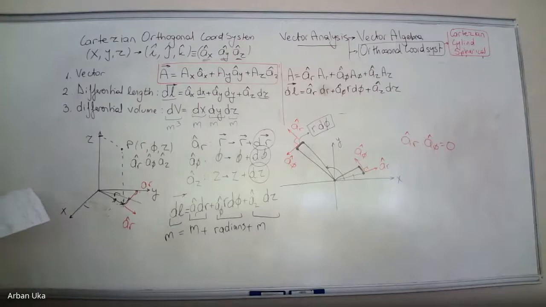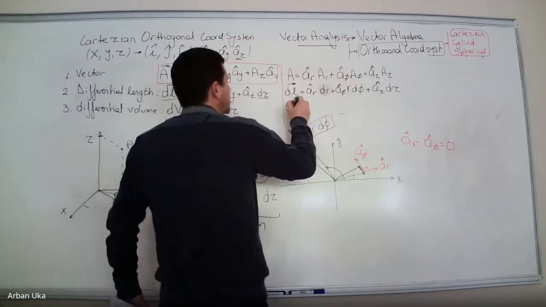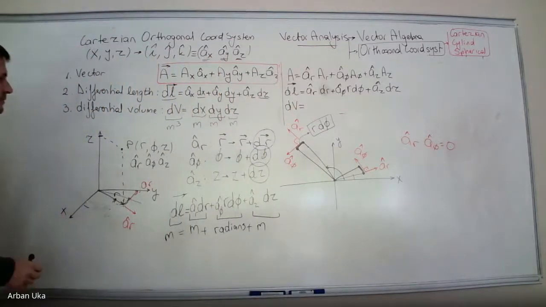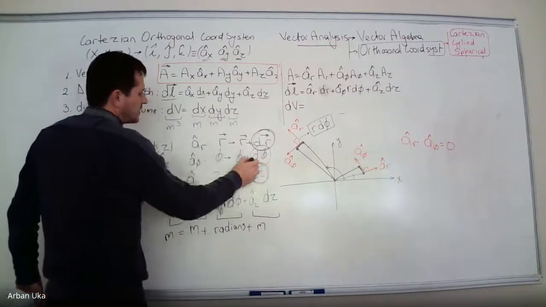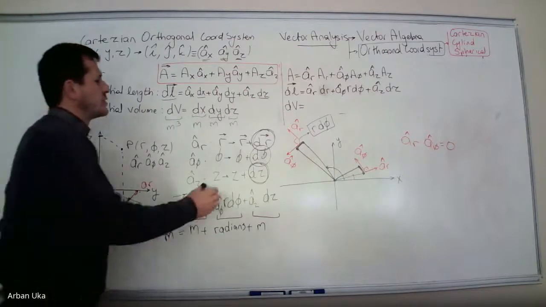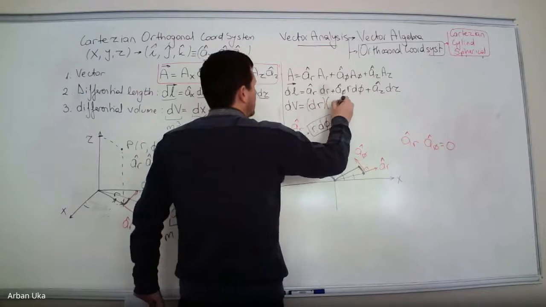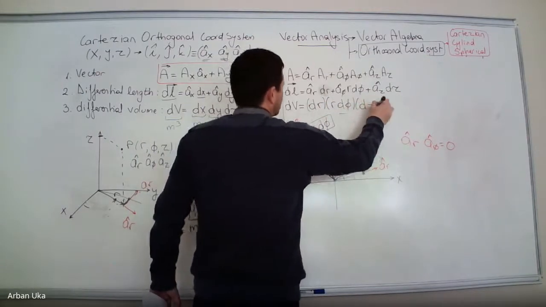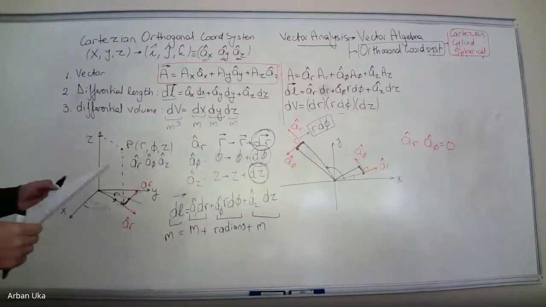Now we have to write down the delta V. What is delta V? It is an infinitesimal volume, which should be equal to delta r times delta z times this r length. So we write the following: dr times r delta phi times dz. Okay, that's it. So we wrote them correctly.